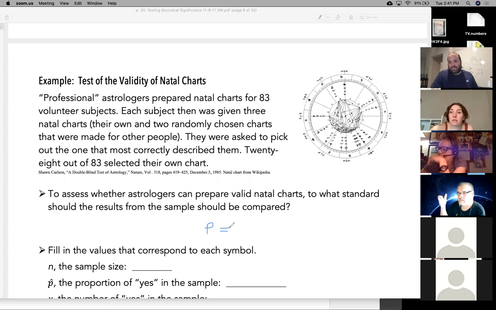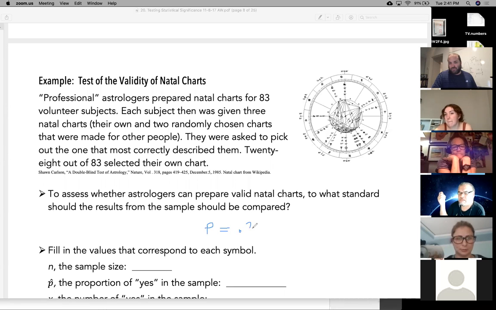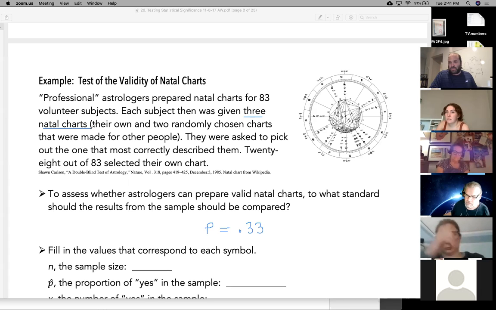Not 0, because some of them are going to get lucky, right? But it should be 33%, because you're picking one of 3 each time. Each subject was given 3 charts, and you're picking one of those 3 charts at random. How often, when you pick 3 things at random, do you get the one that you're looking for? 1 in 3, which is 33%. Correct? Yes. That's the way I'm seeing this.